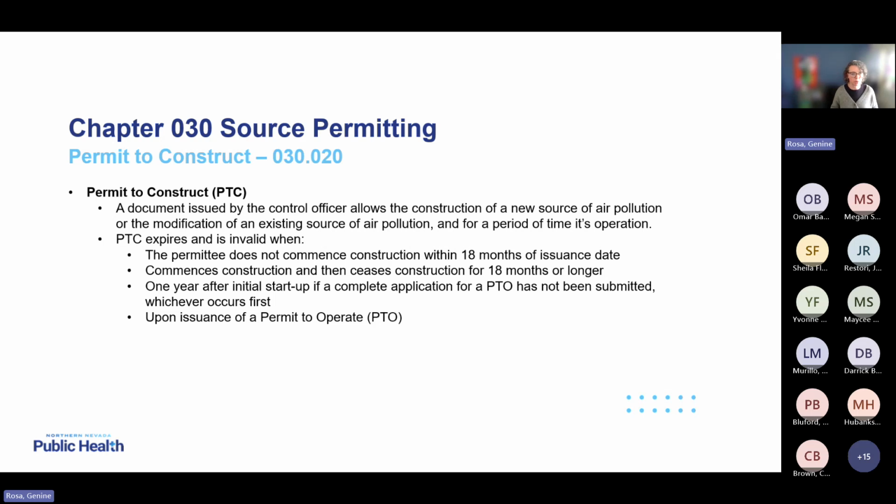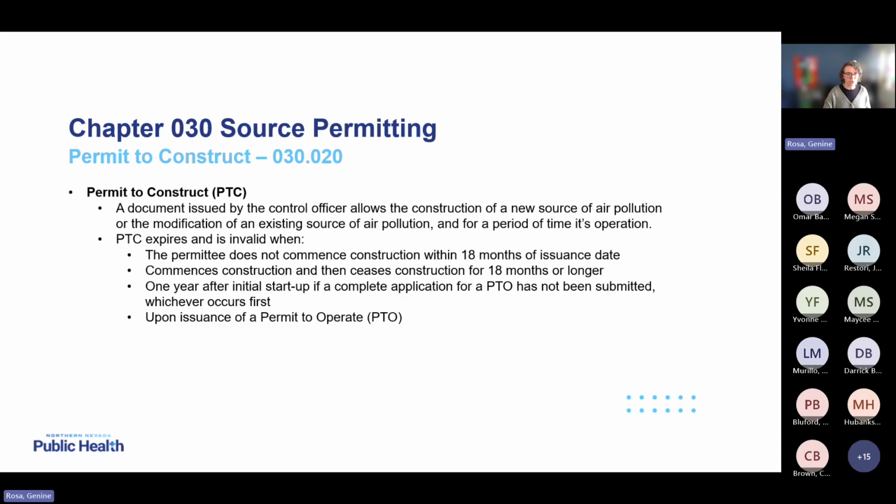But just some overview here, permit to construct, it's issued by us. It allows the construction of a new source of air pollution or the modification of an existing source, and for a period of time its operation. The permit to construct expires and is invalid when the permittee does not commence construction within 18 months of issuance. So if after 18 months no construction is happening yet, that will expire and you will have to reapply when that project actually has a bit more traction.